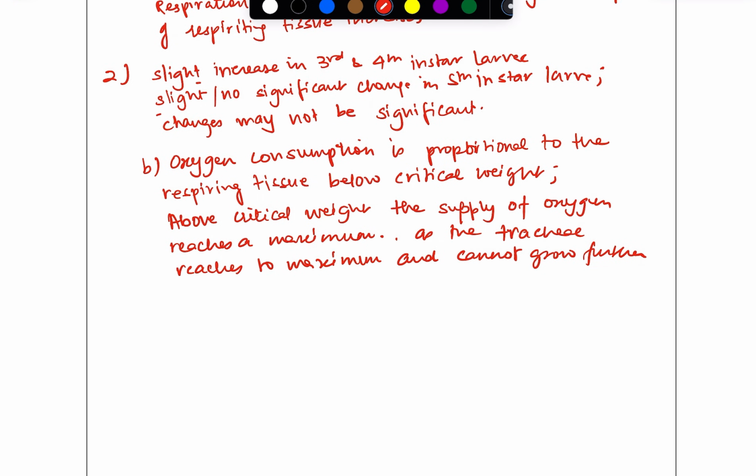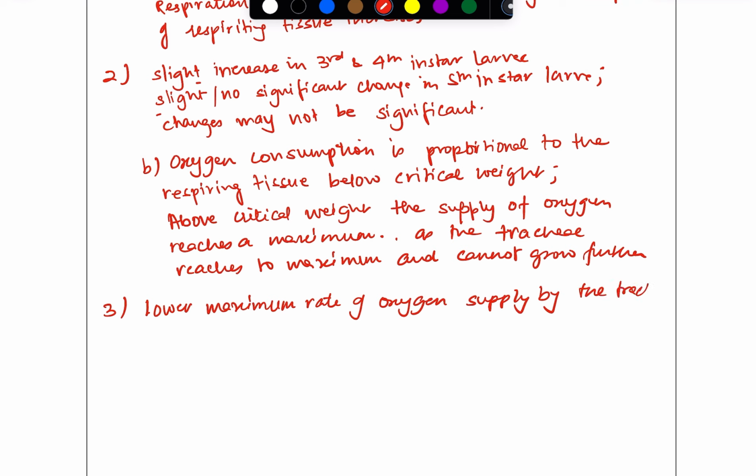So they are molting earlier in reduced oxygen content, and you are supposed to suggest a reason. It's pretty simple and straightforward: lowering the maximum rate of oxygen supply by the tracheal system. So they reach the maximum rate of oxygen uptake pretty early. So the oxygen supply is less, oxygen is insufficient, you can write down.